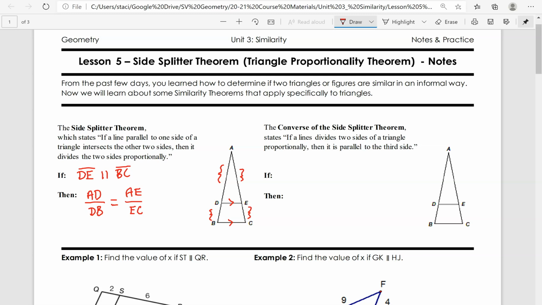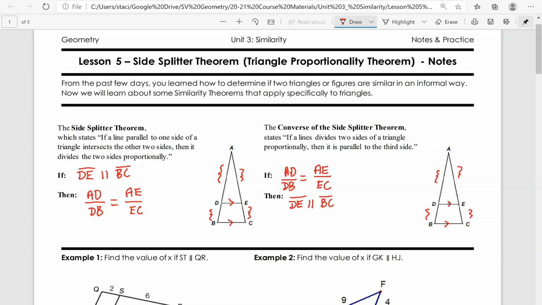Now, the converse of the side splitter theorem is also true. The converse says that if a line divides the two sides of the triangle proportionally, so if I know that the ratio of AD to DB is equal to the ratio of AE to EC, so if I know that these two ratios equal each other, then I can conclude that DE is parallel to BC. So then I could add these parallel line markings in.